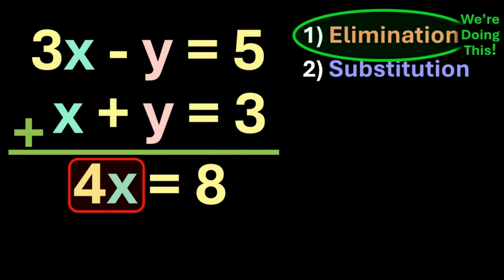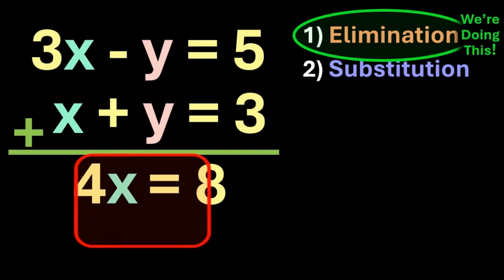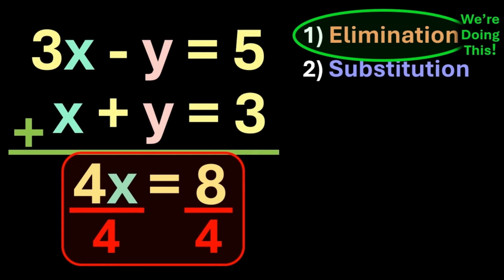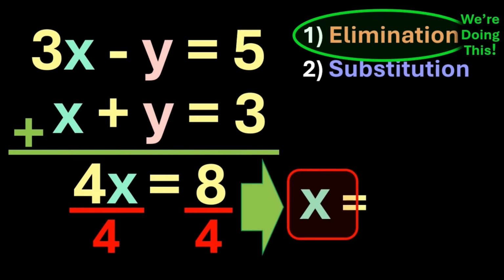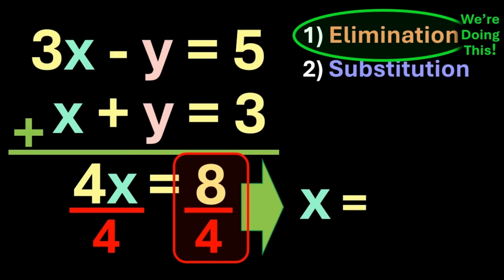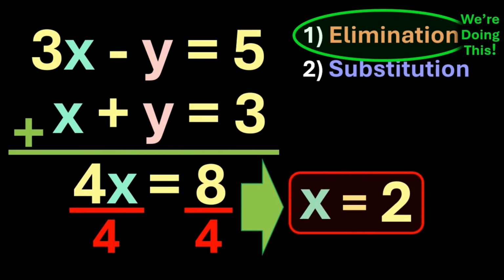On this side, we have 4 times x, but we want to get rid of this 4, so that we can isolate x and find its value alone. To get rid of times 4, we do the opposite of multiplication and divide both sides of the equation by 4. 4x divided by 4 is x, and 8 divided by 4 is 2. And it turns out x equals 2. Now we can plug this 2 into any of the original equations to find y.